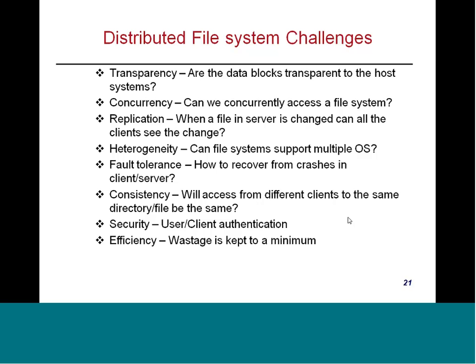What happens if two servers or two clients access the same files concurrently? Who gets the preference and why? These are the kind of questions that we ask about concurrency. Then the other one is replication: when the file in a server changes, can all the clients see the change immediately or do they have to wait? How does that work? That's another thing that we will talk about.